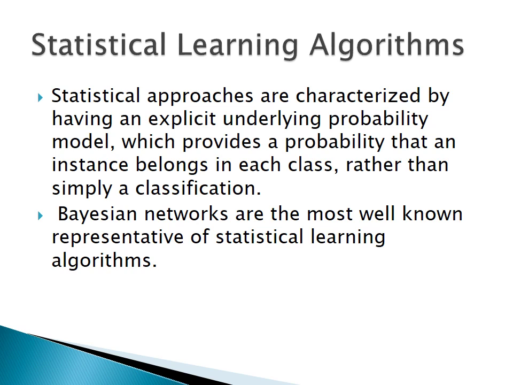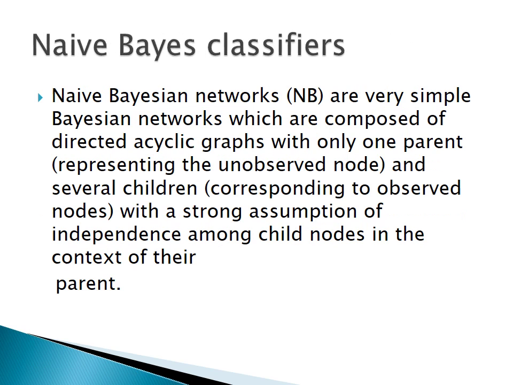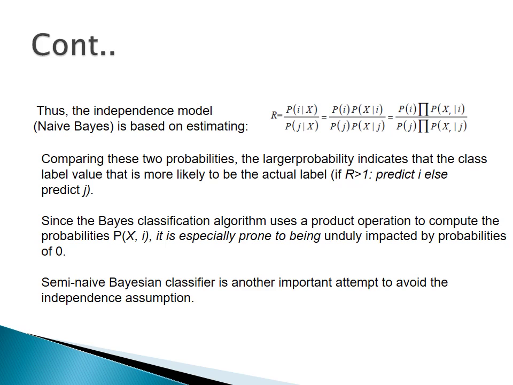Statistical approaches are characterized by having an explicit underlying probability model which provides a probability that an instance belongs to each class rather than simply a classification. Bayesian networks are the most well-known representative of statistical learning algorithms. Naive Bayes classifiers. Naive Bayesian networks are very simple Bayesian networks which are composed of directed acyclic graphs with only one parent representing the unobserved node and several children corresponding to observed nodes, with a strong assumption of independence among child nodes in the context of their parent. Thus the independence model naive Bayes is based on estimating.